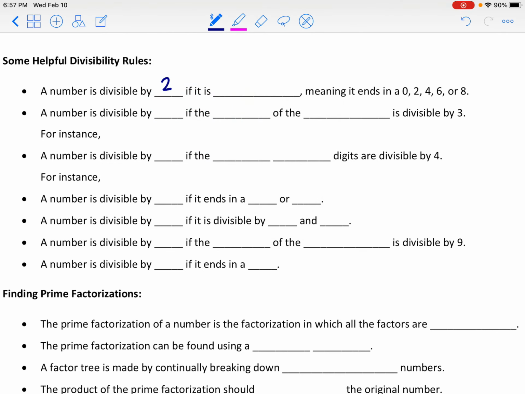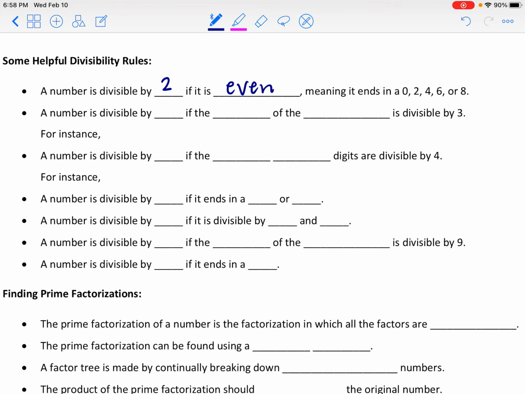Hopefully we know this one, but a number is going to be divisible by 2. That means we can cut a number in half if it's an even number. And what does it mean for the number to be even? Well, it means that it ends in a 0, 2, 4, 6, or 8. Those are all evens. So if our number ends in a 0, 2, 4, 6, or 8, then we can divide it evenly by 2. We can evenly cut that thing in half. Okay, so that's one that we probably knew.